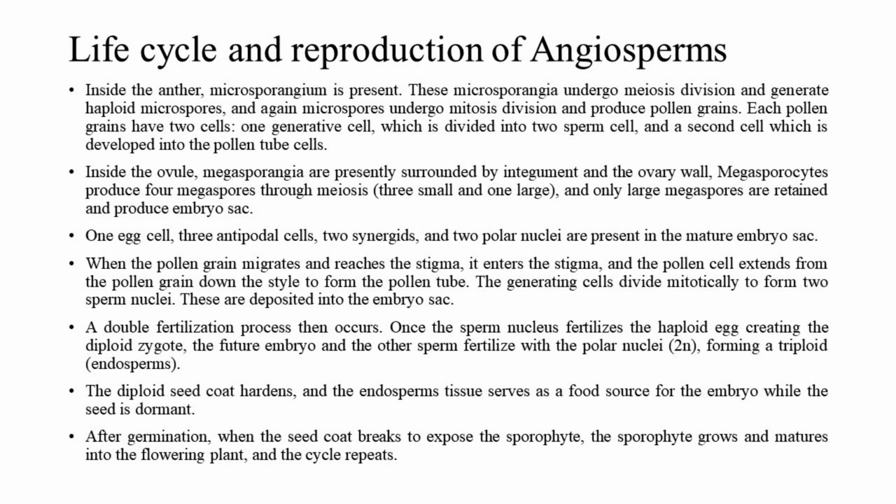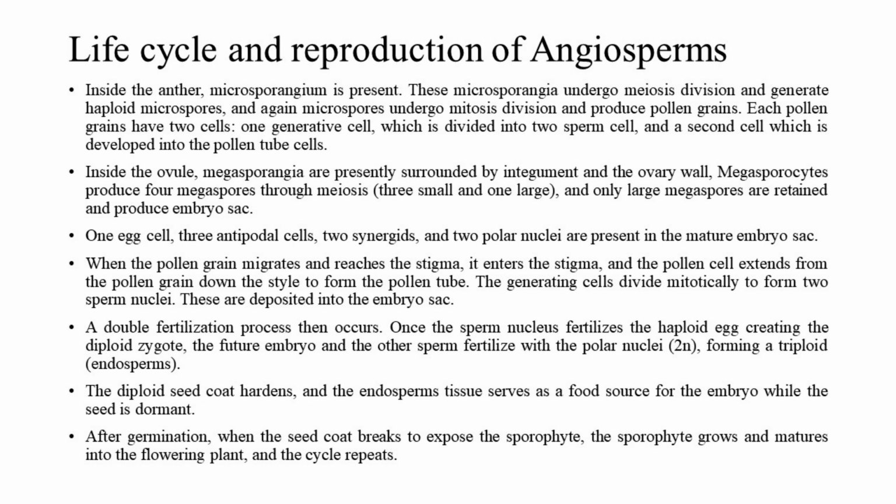Inside the ovule, megasporangia are surrounded by integument and the ovary wall. Megasporocytes produce 4 megaspores through meiosis, 3 small and 1 large, and only the large megaspore is retained and produces the embryo sac. 1 egg cell, 3 antipodal cells, 2 synergids, and 2 polar nuclei are present in the mature embryo sac.